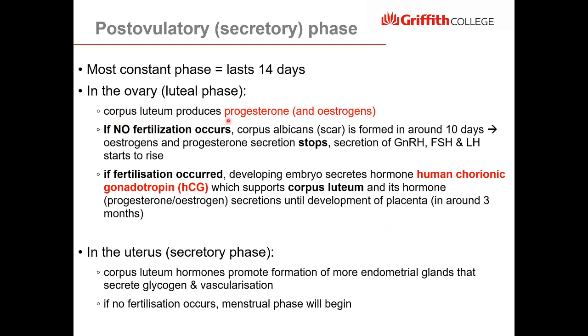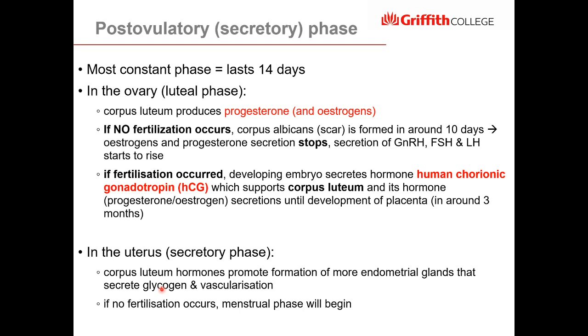If, however, no fertilization occurs, the corpus albicans will be formed. There will be a drop in the progesterone levels, and that will then induce that shedding of the endometrial layer. Now, again, in the uterus, what is happening here, the corpus luteum hormones are going to promote the formation of more of these endometrial glands and will secrete glycogen and vascularization.